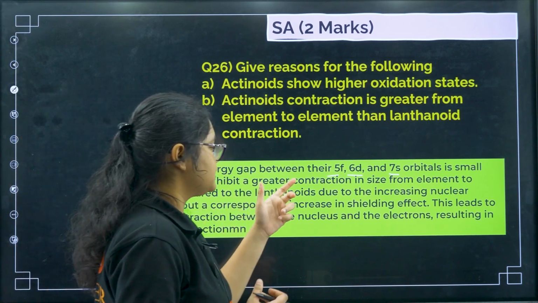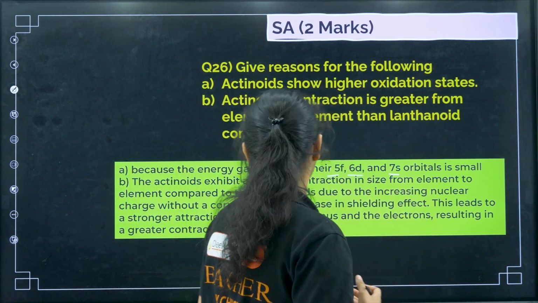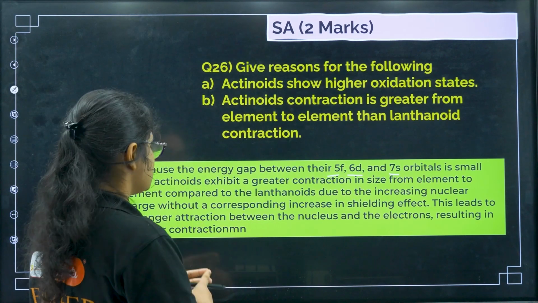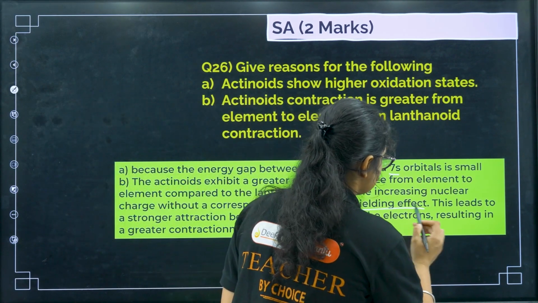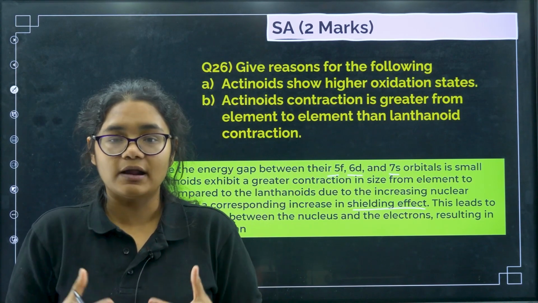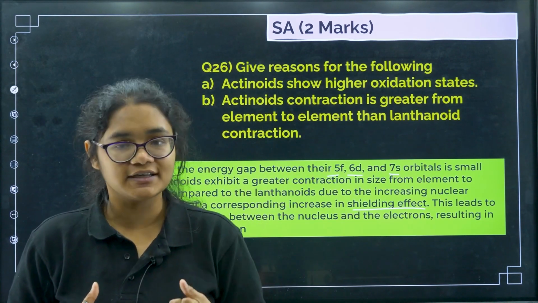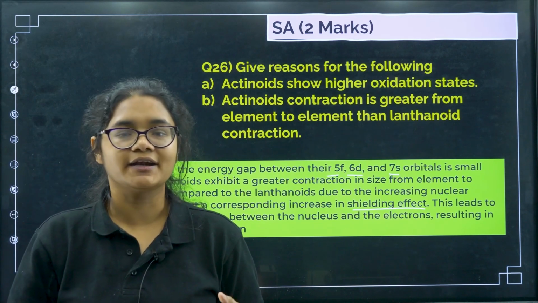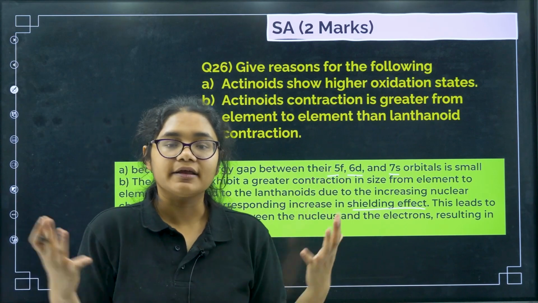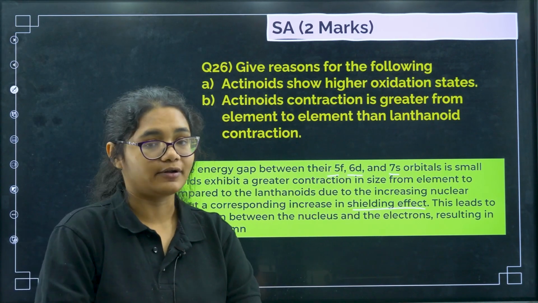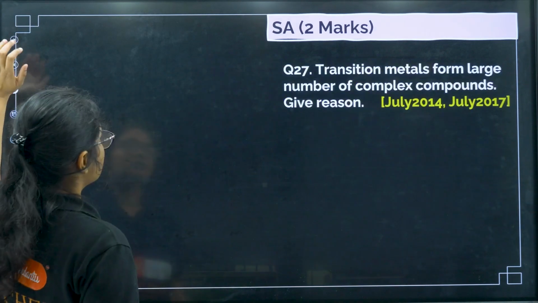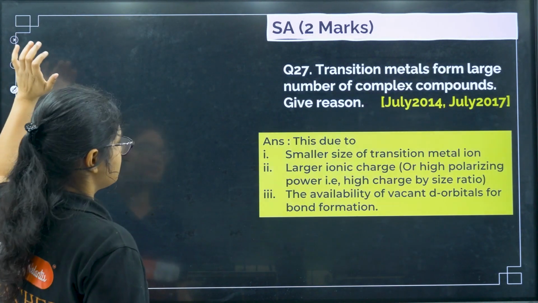Next, the actinoids exhibit a greater contraction in size from element to element compared to the lanthanoids due to the increased nuclear charge without a corresponding increase in the shielding effect. So actinoids, because of their larger number of protons, have an increased effective nuclear charge, and at the same time the shielding effect has decreased, right? So that is why overall it contributes to a greater contraction, or that is why actinoid contraction is much higher. Okay, so next we have transition elements form a large number of complex compounds.